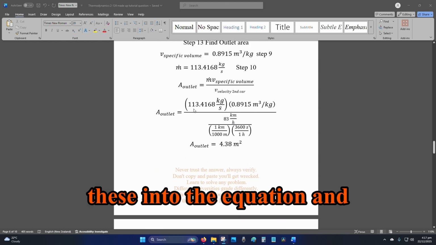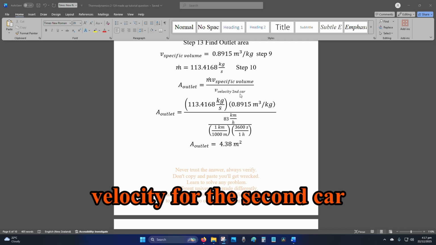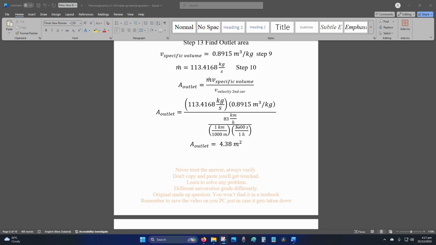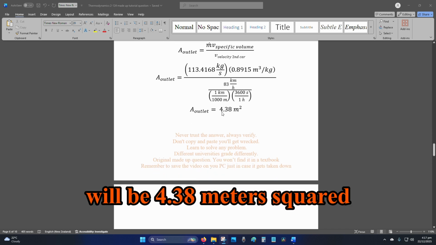So we're going to plug these into the equation, and then we're going to divide by the second velocity for the second car. Okay, and your outlet area will be 4.38 meters squared.